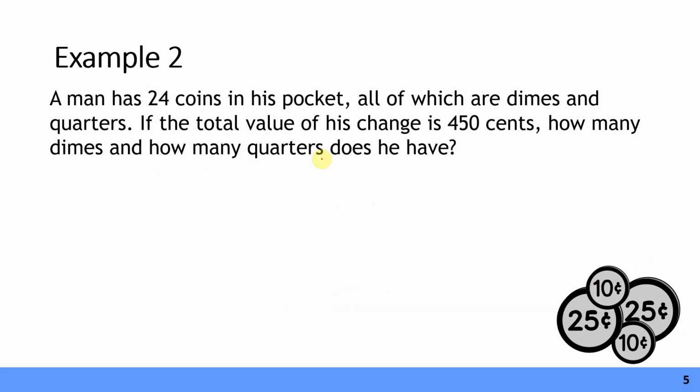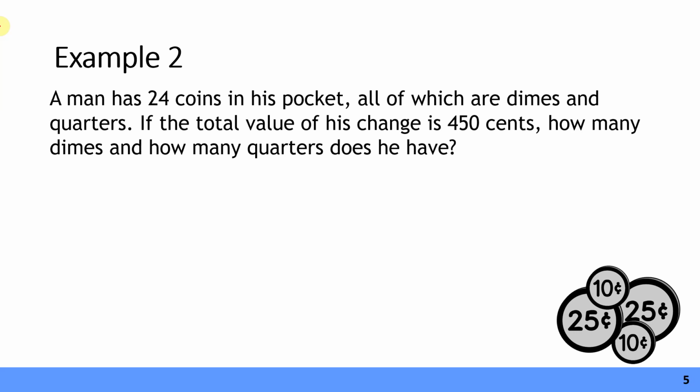So here we go. Next one, let me just go ahead and start by reading it. So we have here: a man has 24 coins in his pocket, all of which are dimes and quarters. If the total value of his change is 450 cents, how many dimes and how many quarters does he have?